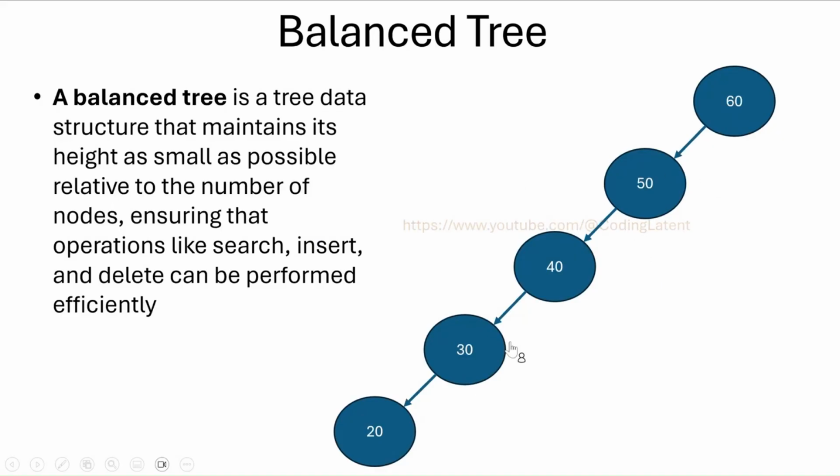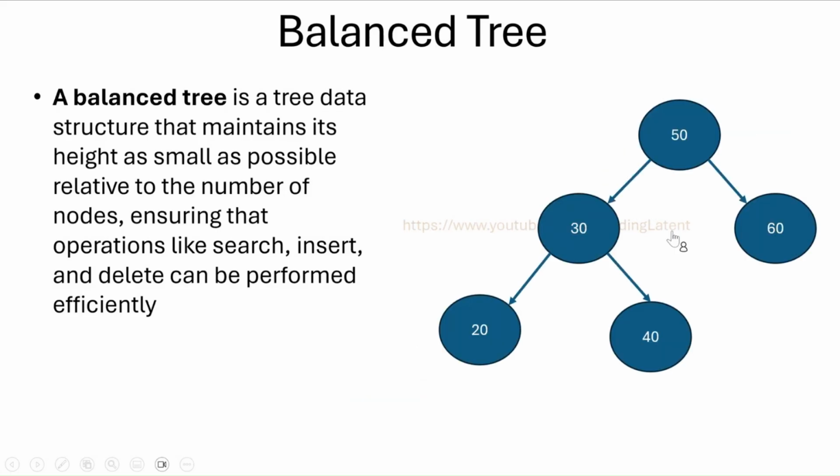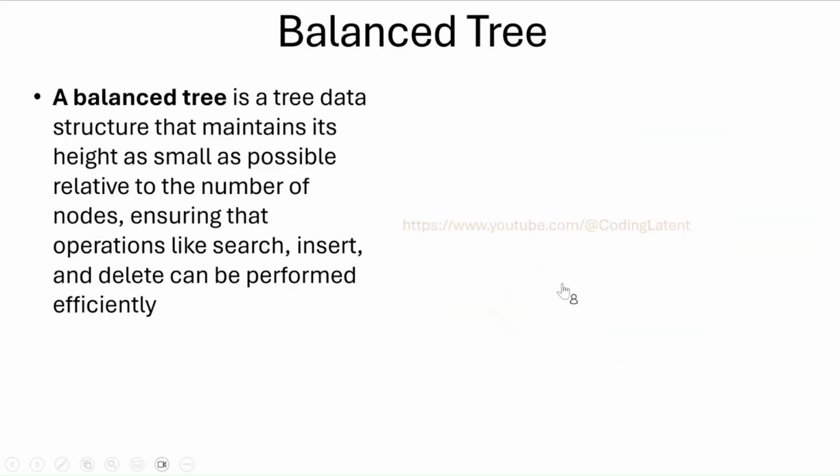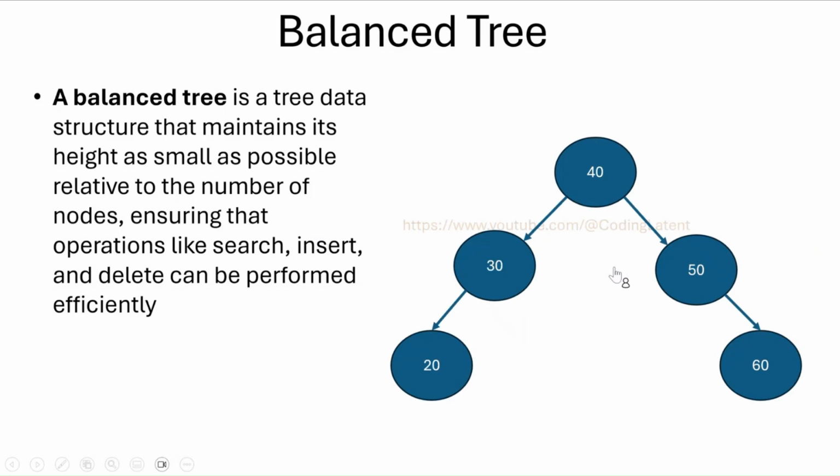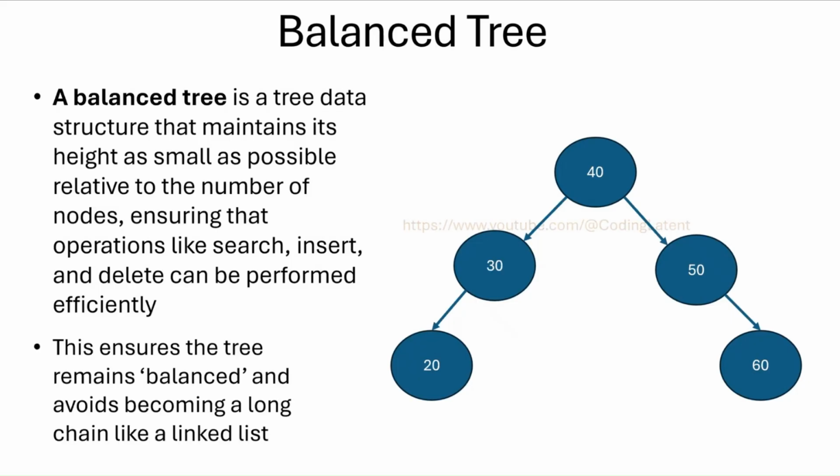Now, this same skewed tree can be represented like this as a balanced tree. We can see the height of the tree reduced, and the same tree can be represented like this also as a balanced tree. So there are different ways to represent the tree as a balanced tree. That's why there are different types of balanced trees. And it ensures the tree remains balanced, meaning the height of the tree remains as small as possible to avoid becoming a long chain like a linked list.